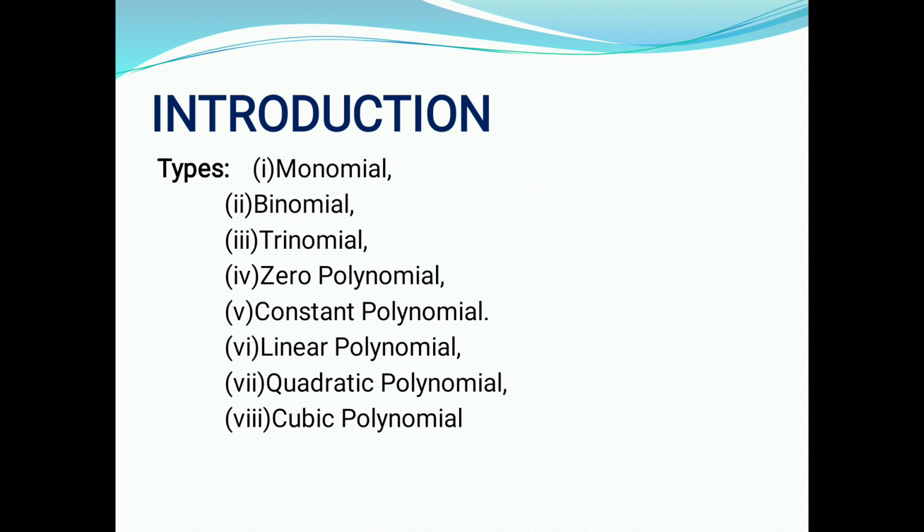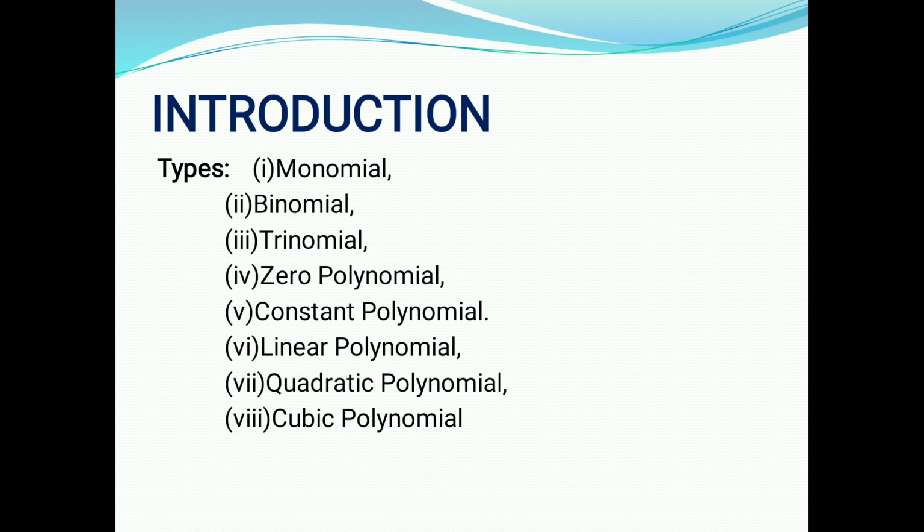Second is binomial. Bi stands for two. So a binomial is a polynomial in which there are two terms. Next is trinomial. A trinomial is a polynomial which has three terms. For example, x square plus 2x minus 3. That is a trinomial. A zero polynomial is a polynomial in which the coefficients of variables are 0 and all the terms are 0. For example, 0 itself is a zero polynomial.